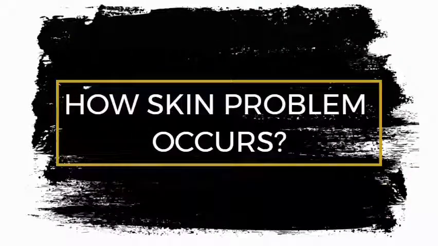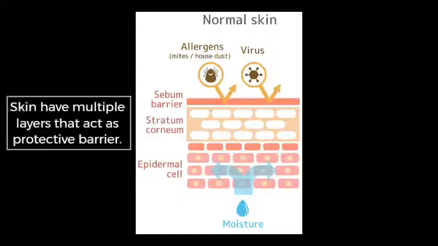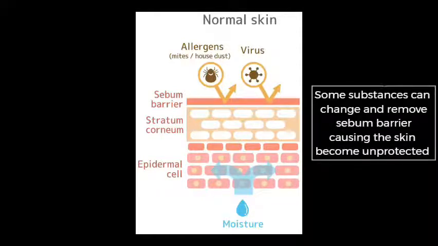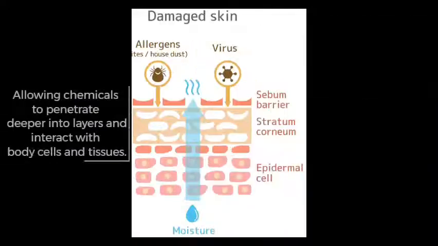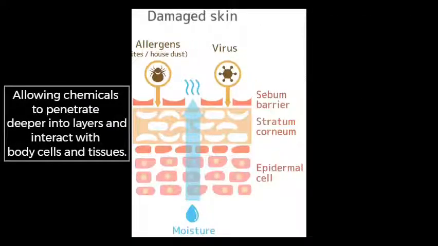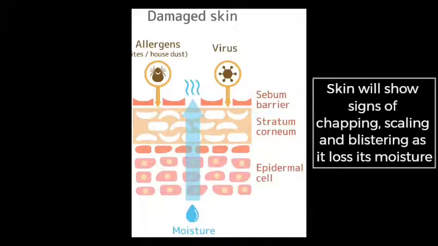How do skin problems occur? Skin has multiple layers that act as a protective barrier. Some substances can change and remove the sebum barrier, causing the skin to become unprotected. This will allow chemicals to penetrate deeper into the layers and interact with body cells and tissues. Later, the skin will show signs of chapping, scaling, and blistering as it loses its moisture.